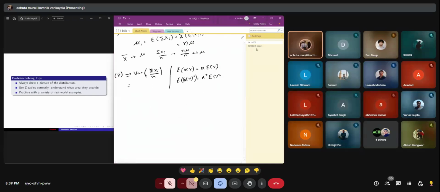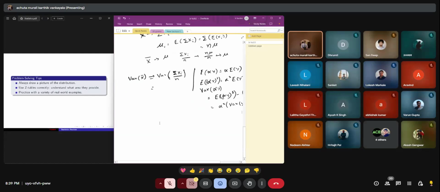Your variance is calculated as the expected value of y square minus the square of the expected value of y. This alpha square will come outside, and internally it would be the variance of y. You can check that later, right? So using the same logic, what we will have here is 1 by n square.